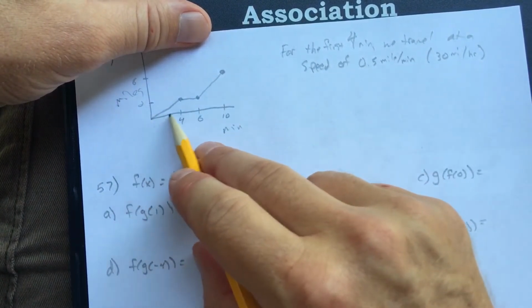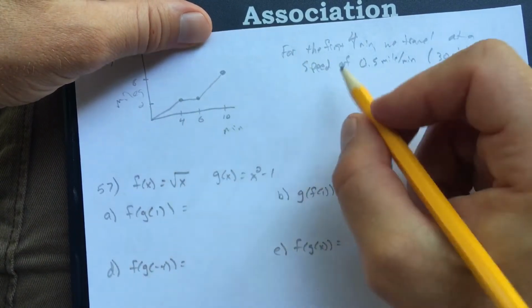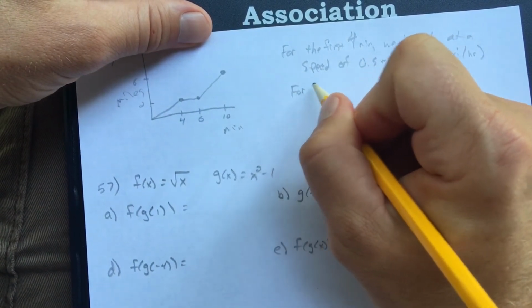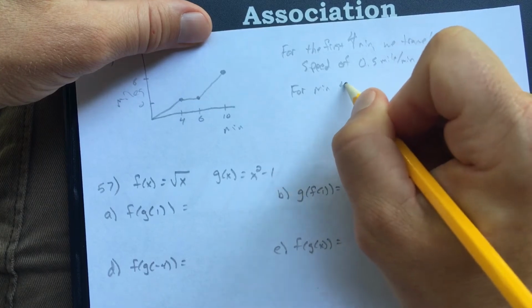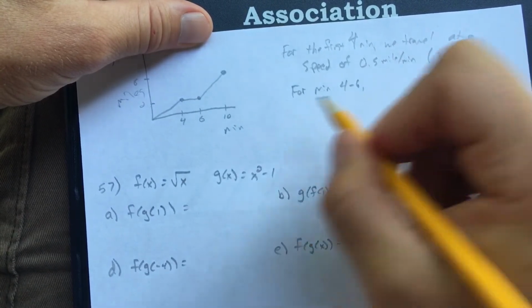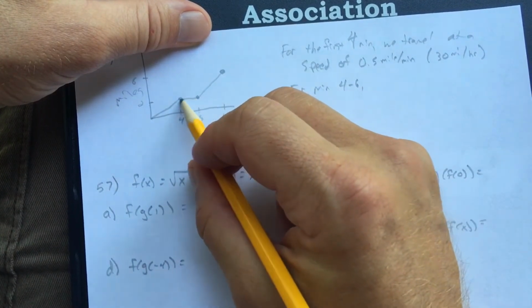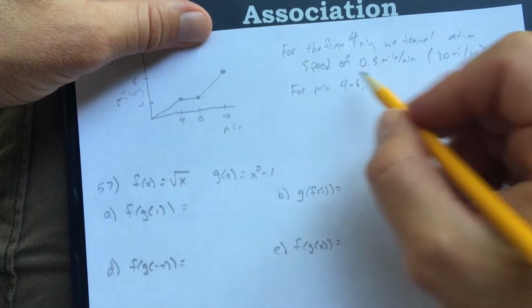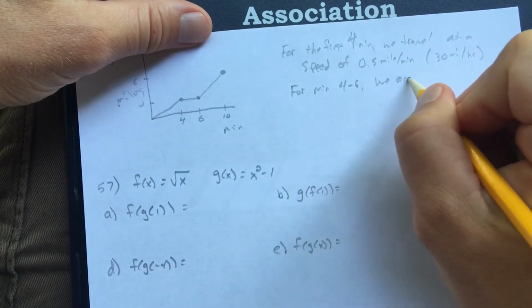All right, so for the first 4 minutes, we're traveling at a constant speed. For minute 4 through 6, we're not going anywhere. We're staying put at that 2 miles, right? We are stopped.